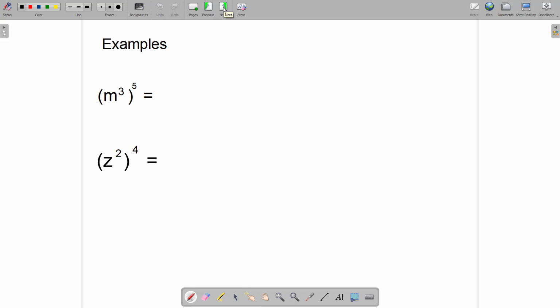Let's look at some examples. M to the 3rd to the 5th. Instead of writing m to the 3rd out 5 times and then writing m to the 3rd as m times m times m, all we have to do is write m, multiply 3 times 5, we get 15. Here we get z, and 2 times 4, 8.